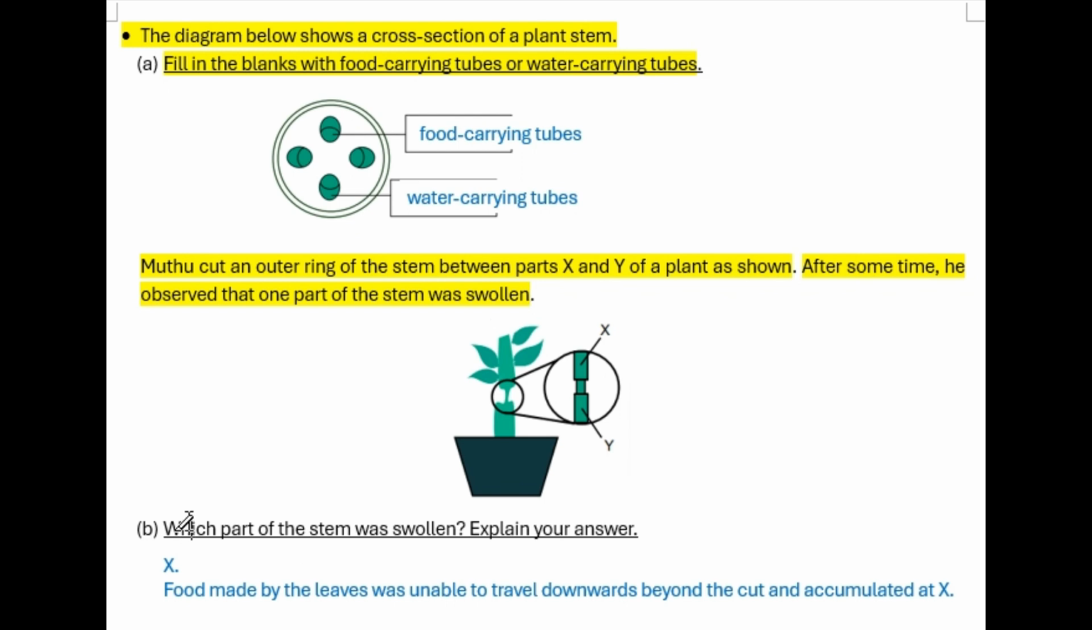B. Which part of the stem was swollen? Explain your answer. X. Food made by the leaves was unable to travel downwards beyond the cut and accumulated at X.